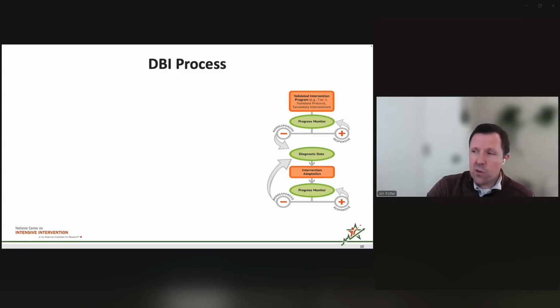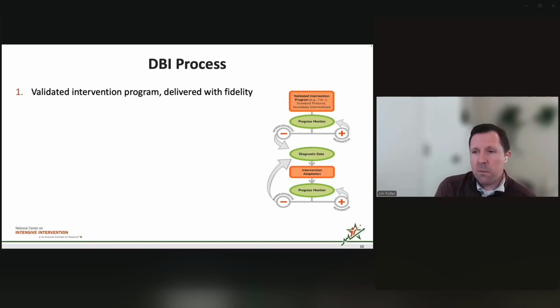All right. And so the process is really 5 steps that we talk about, and we'll go through these kind of quickly. But the first step in DBI is that for our students that need additional supports, we want to provide a validated intervention program. And so that's some evidence-based program that has some research behind it, that when we deliver it with fidelity, it has a high likelihood of working and supporting students in making important growth.